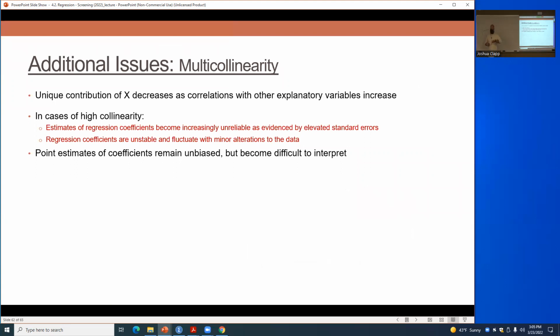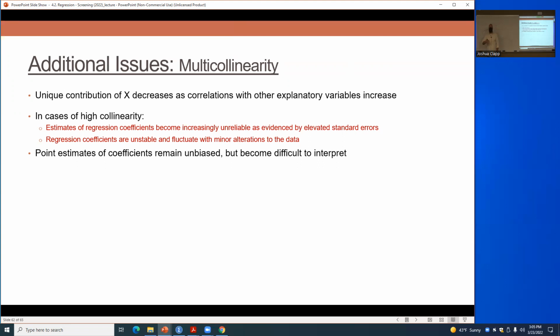Okay, some final issues, multicollinearity. Remember that in our regression models, we're looking at the unique contribution of our predictors on an outcome. That unique contribution is likely to decrease as our predictors get more and more highly correlated, okay? When I have high collinearity, my regression coefficients start to get unreliable, the sampling distribution. The point estimates are unbiased. Like the actual number is fine.